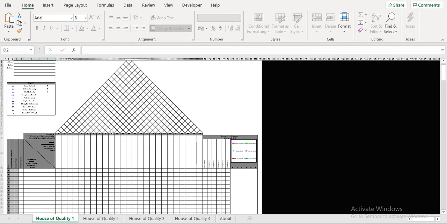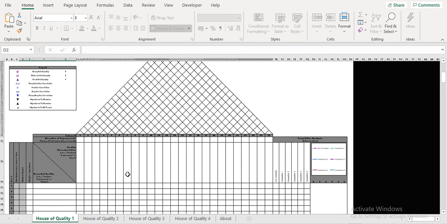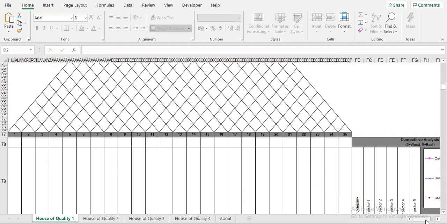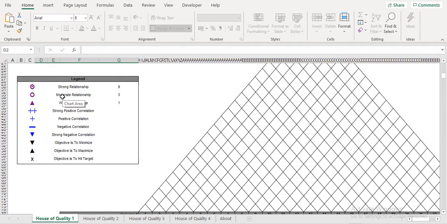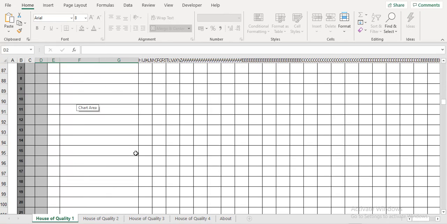But later, while taking the image of the design, we can remove unnecessary information and use it properly. Let me start. Everything is the same. See the kind of values that we include. Here you can see the relationship matrix, scale information, correlation related value marks and signs, and objective related marks, everything we have. Let me start explaining how to include customer requirements values.